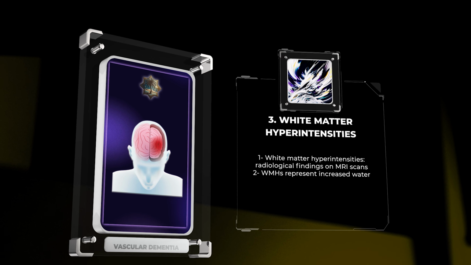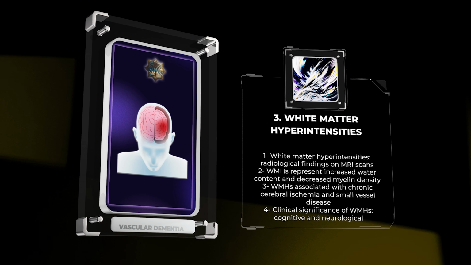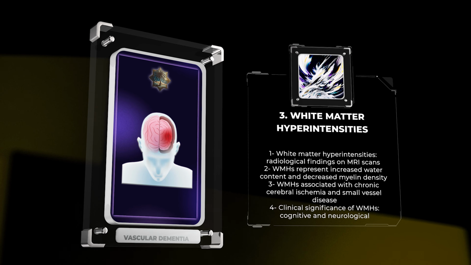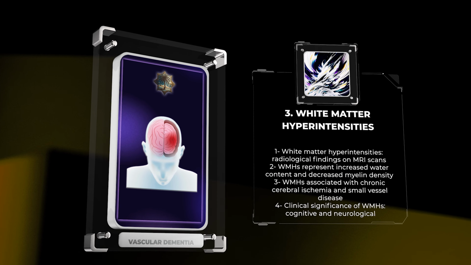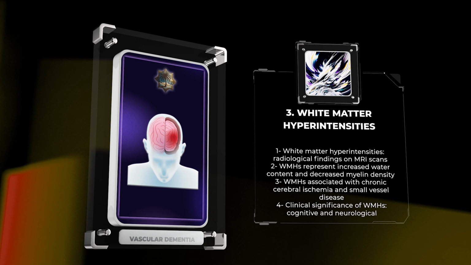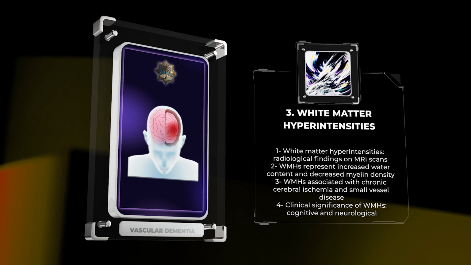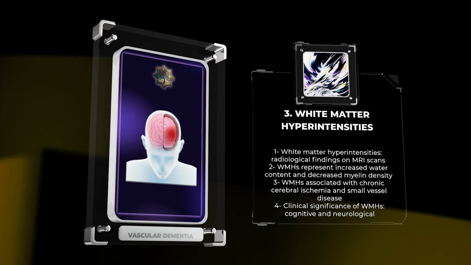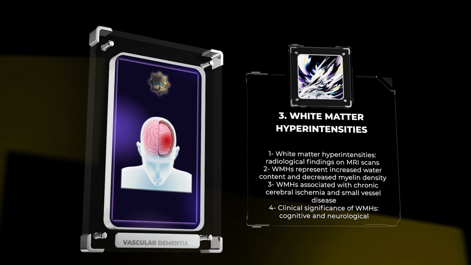White matter hyperintensities, WMHs, are radiological findings commonly observed on magnetic resonance imaging, MRI, scans of the brain. These hyperintensities represent areas of increased water content and decreased myelin density within the white matter. WMHs are often associated with chronic cerebral ischemia due to small vessel disease.